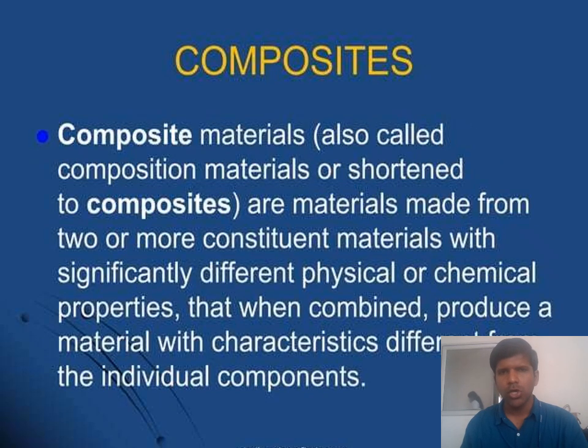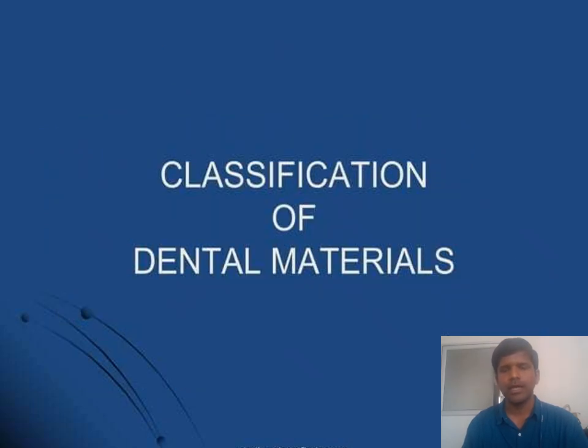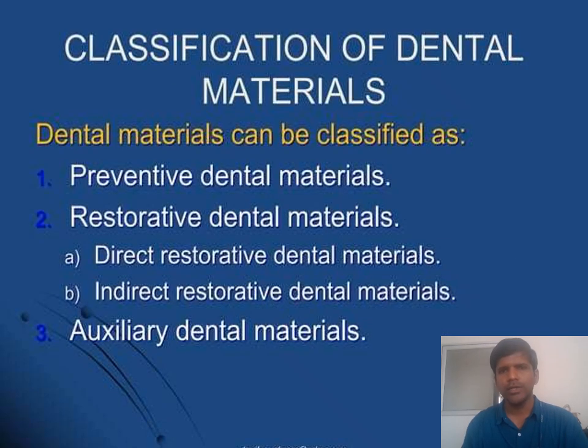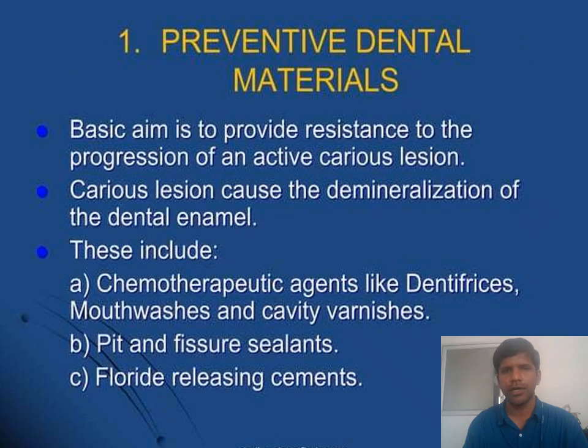Coming to composites, composite materials, also shortened to composites, are materials made from two or more constituent materials with significantly different physical or chemical properties that, when combined, produce a material with characteristics different from the individual components. Coming to the classification of dental materials by use, they can be classified as preventive dental materials, restorative dental materials, and auxiliary dental materials. Among the restorative dental materials, there are direct restorative dental materials and indirect restorative dental materials.